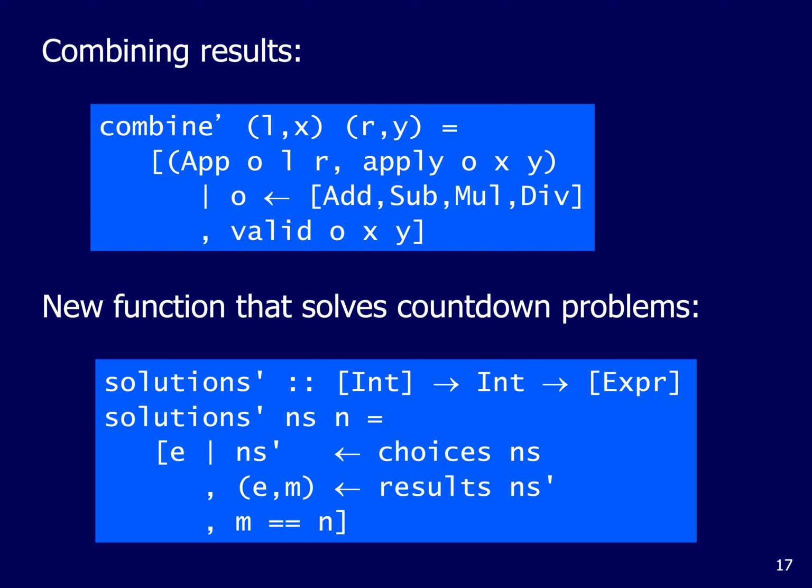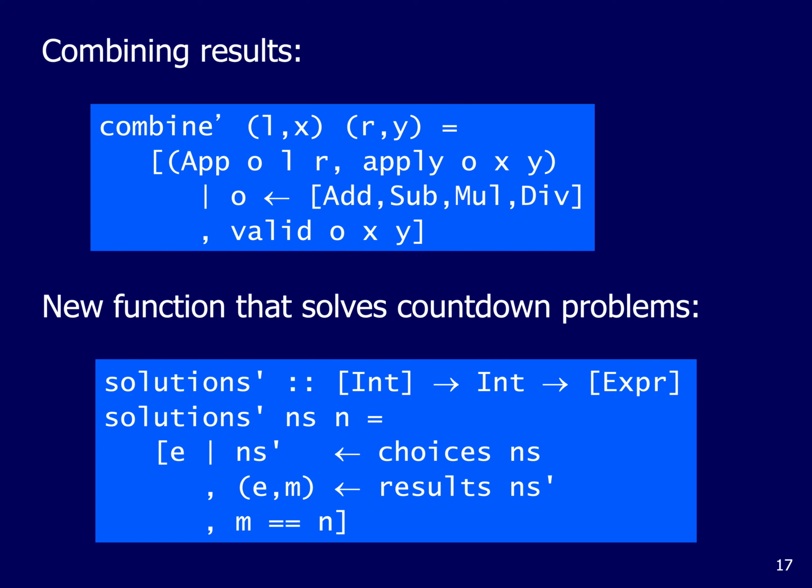So how does it work? Well, suppose the 6 numbers are the list ns and the target number is the value n. Then what are we going to do? Well, we have a list comprehension with 3 components. First of all, we're going to compute all possible choices over the 6 source numbers, and we'll consider each of those choices ns' one at a time. Then we're going to call the results function on each of those choices, and that will give us an expression e, which evaluates successfully, and it will give us its resulting value m.